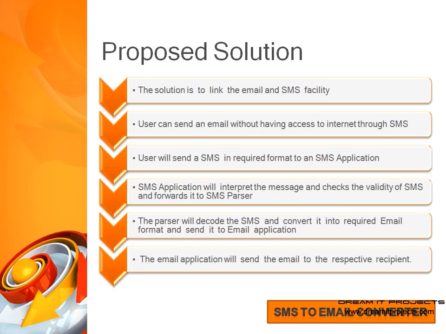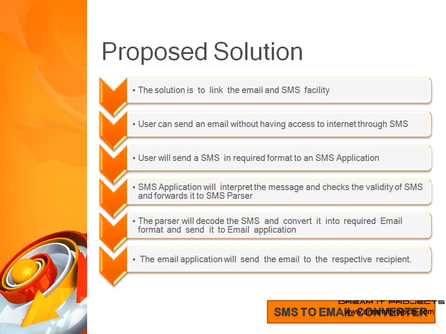The second thing is whether the user is registered or not. If these two conditions are satisfied, the application sends an email to the corresponding email ID which is in the SMS, and if the email has been successfully sent, it will send an acknowledgement to the user saying that your email has been sent.